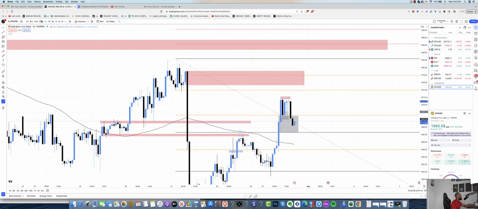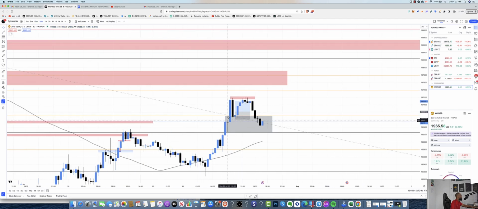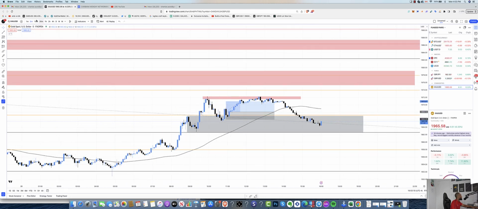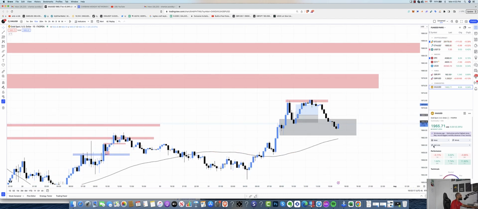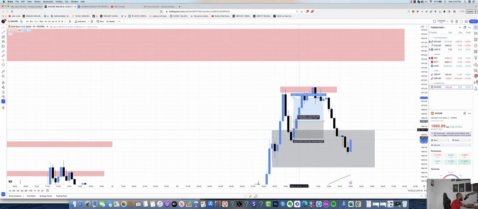So what I was looking for was actually a long on this zone right here. So we created a zone right here. So maybe zoom in into the 15-minute. We created the zone right here, so this gray area. And what I did was I waited for price to come down in this area, saw a bullish engulfing candle, and really just entered on that bullish engulfing candle.